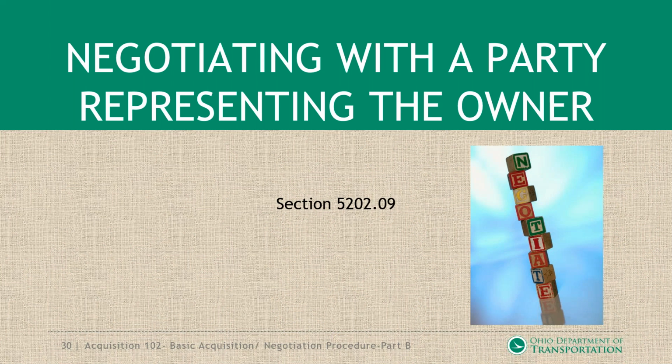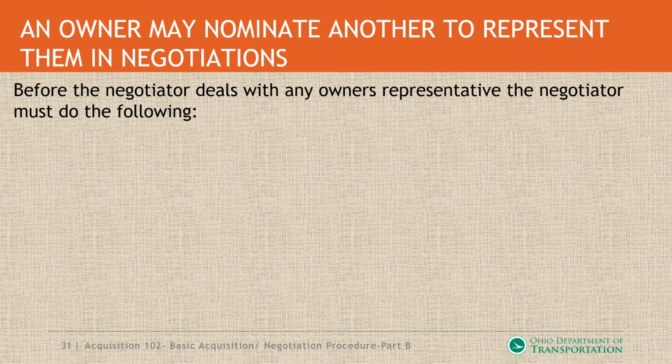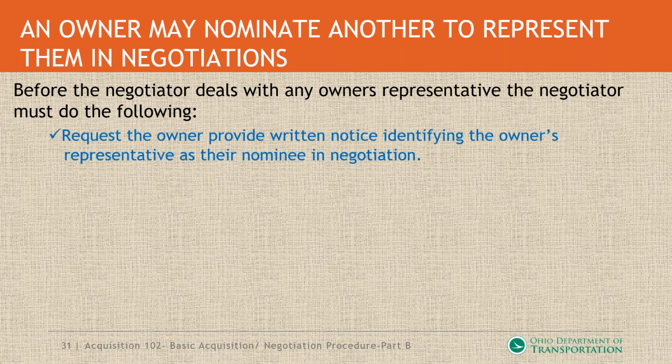Negotiating with a party representing an owner. This is out of the 5202.09 section of the manual. An owner may nominate another to represent them in negotiations. Before the negotiator deals with an owner representative, the negotiator must request the owner to provide written notice identifying the owner's representative as the nominee in negotiations.